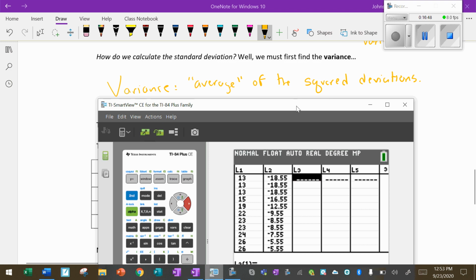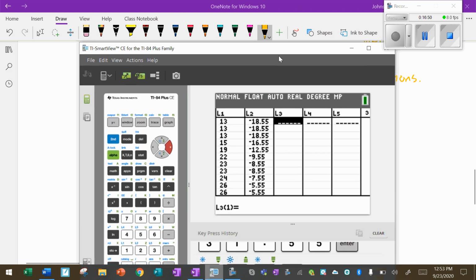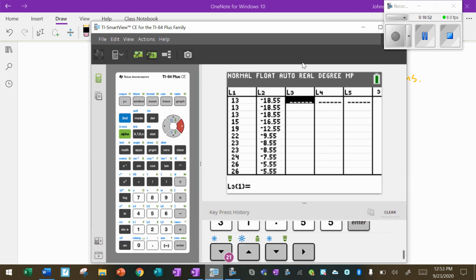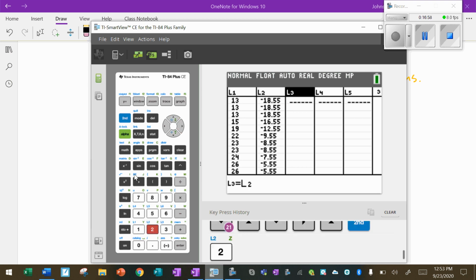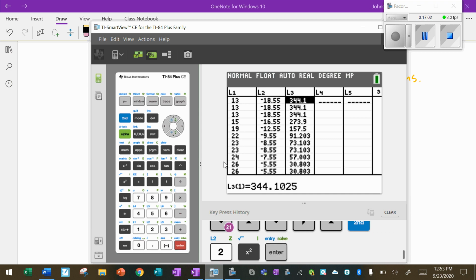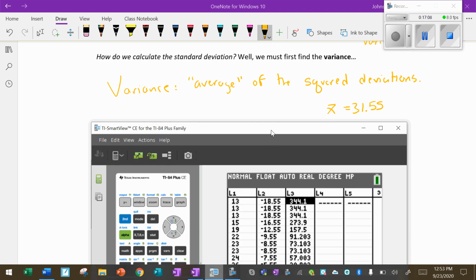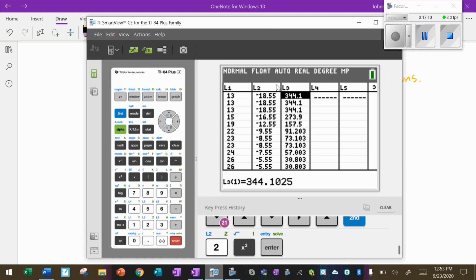So what do we do next? We square them. Why do we square them? Because now it's going to make everything positive. So if we highlight L3, so get that cursor up there on L3, and do the rule L2 squared, and hit enter, now everything is squared. Okay? So now that makes everything positive. So to find an average, we have to add all those values up. So now we want to add up everything that's in L3.